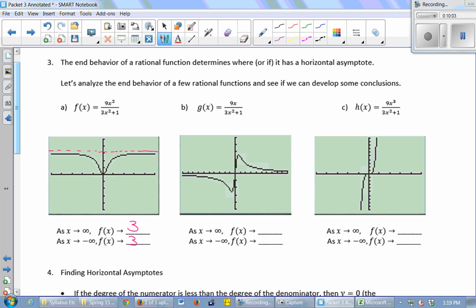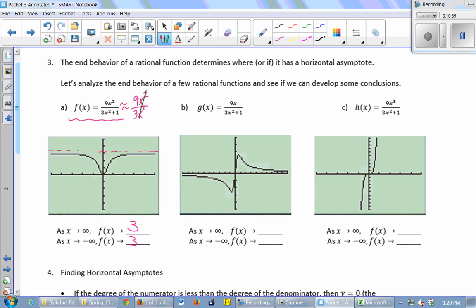Let's look at the formula and see if we could figure out how that 3 comes about. If I were to plug in a trillion or a quadrillion or a googol into this function, does that +1 really matter? No, it's so tiny and insignificant compared to a quadrillion. So when x is really big, this is actually going to look like 9x squared over 3x squared. That +1 makes almost no difference at all. And then the x squareds cancel, they're the same.